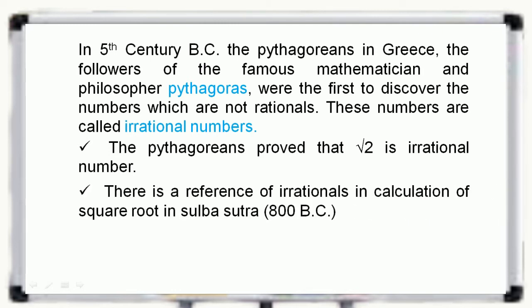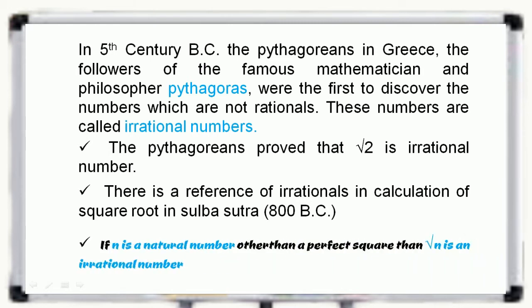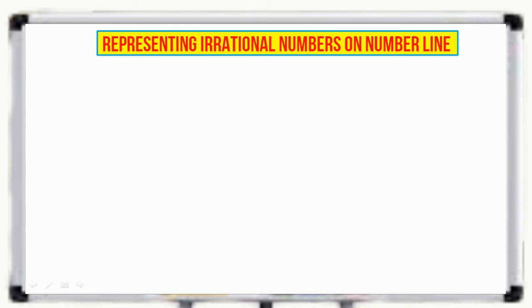There is a reference to irrationals in the calculation of square roots in the Sulabh Sutra. This is an ancient book of India. So this is about 800 BC. So if n is a natural number other than a perfect square, then square root of n is an irrational number. Now, representing irrational numbers on the number line.